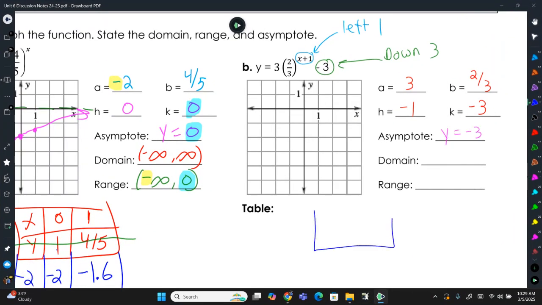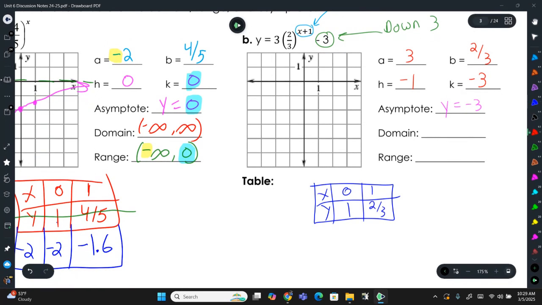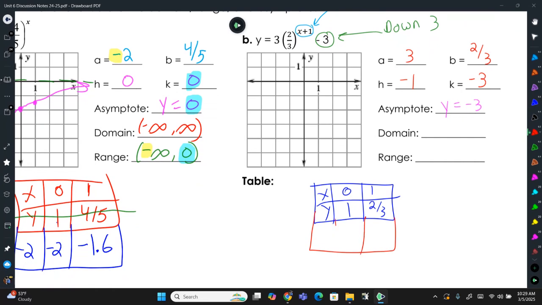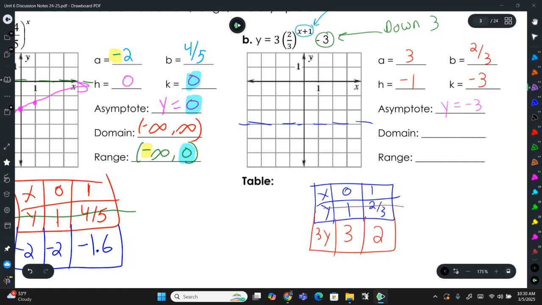So we're going to make our table: x, y, 0, comma 1, and then 1, comma b, 2/3. And now we're going to multiply everything by our a value, 3y. 1 times 3 is 3. 2/3 times 3 is going to give you 2. So our asymptote's at negative 3, so 1, 2, 3. And we have our point 0, comma 3, which is going to be just off the graph, and 1, comma 2.